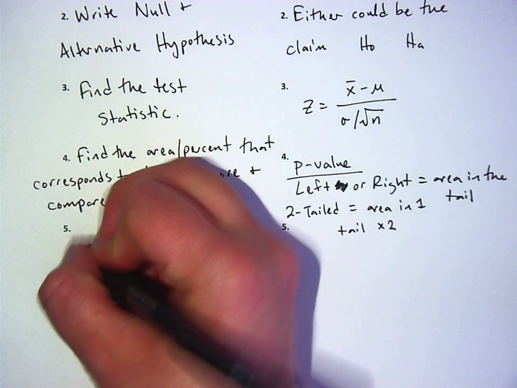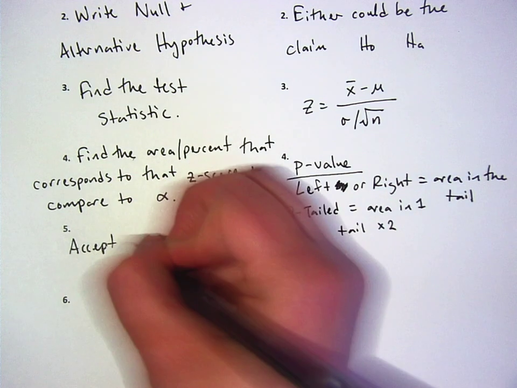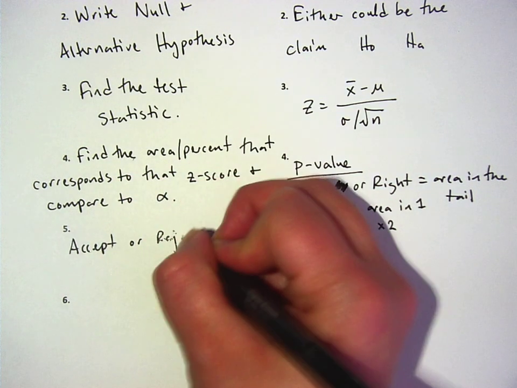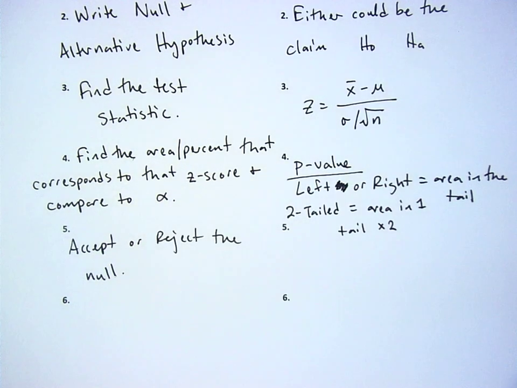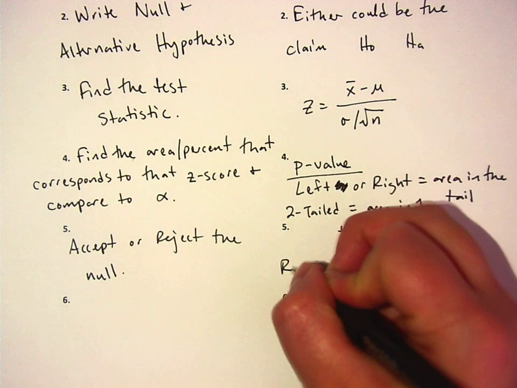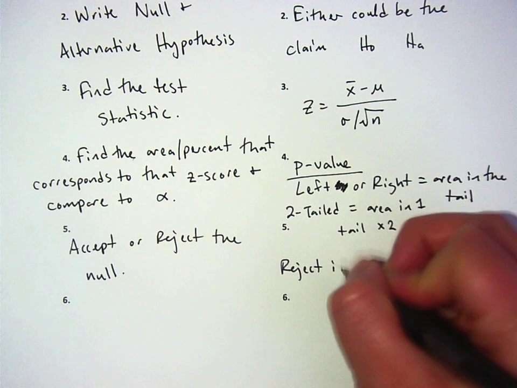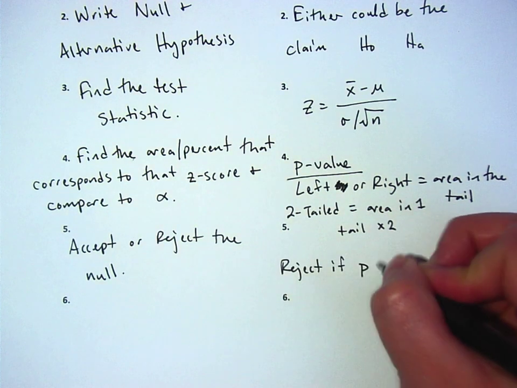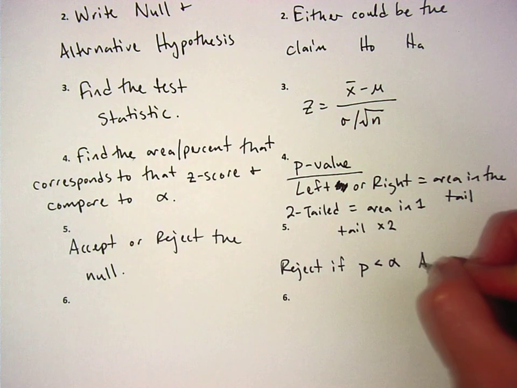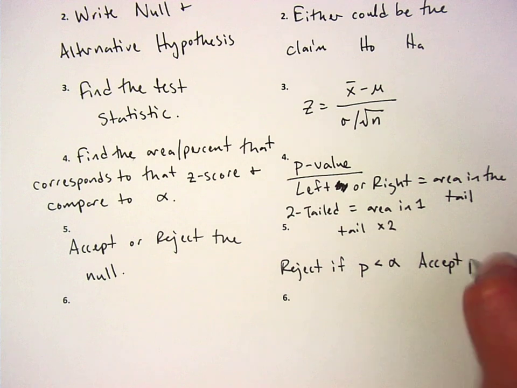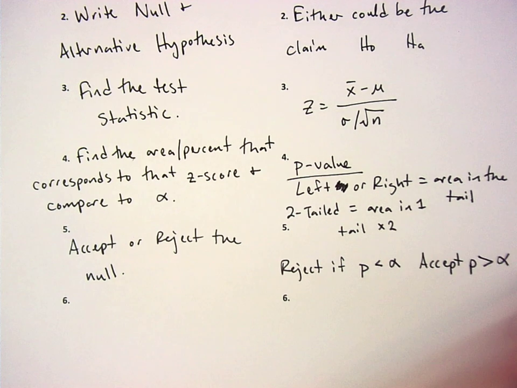Next, we're going to accept or reject the null. I'm going to reject if my p-value is smaller than alpha. And I'm going to accept if my p-value is greater than alpha.